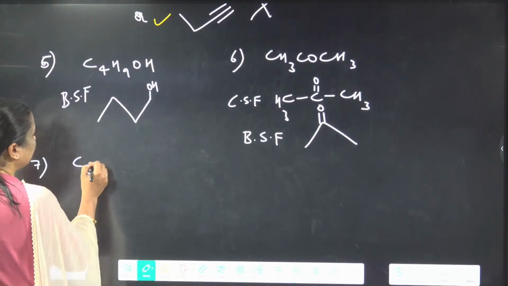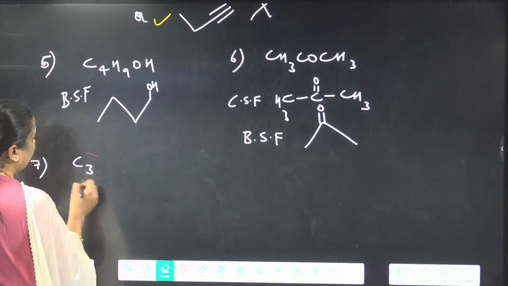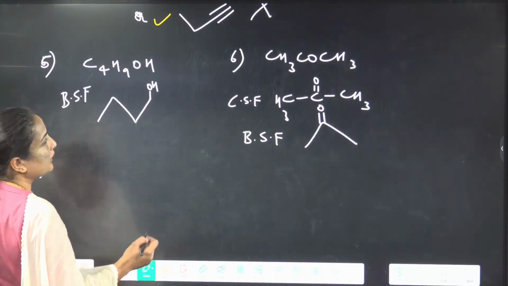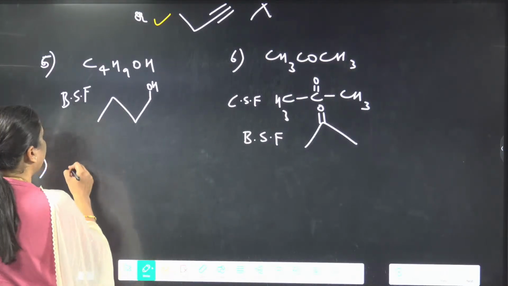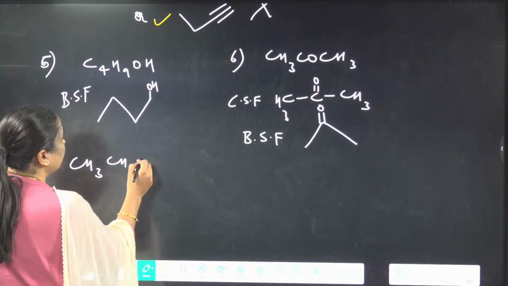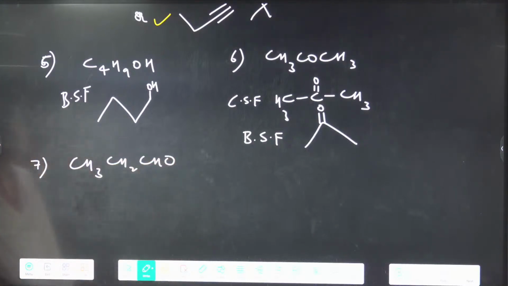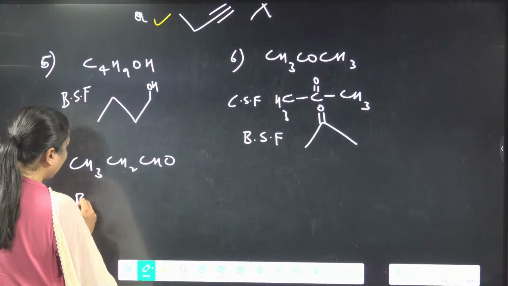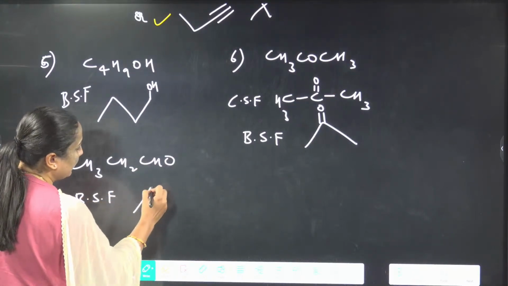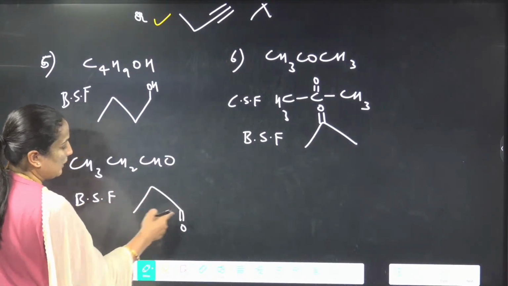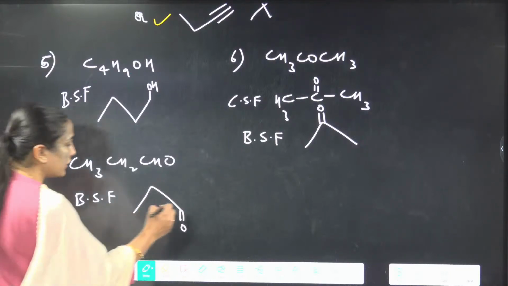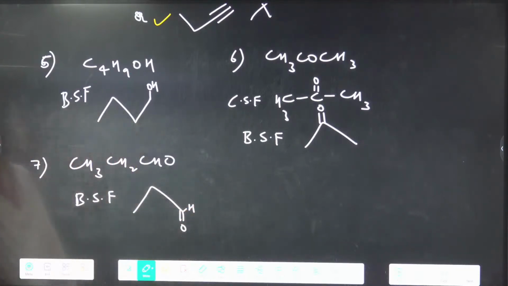Suppose I am having C3, or else let us say I am having something like CH3, CH2, CHO, propanal. If I want to draw the bond line structural formula, it is going to be like this. Sometimes the examiner will give it like this, so it is understood that the hydrogen is here. Clear?